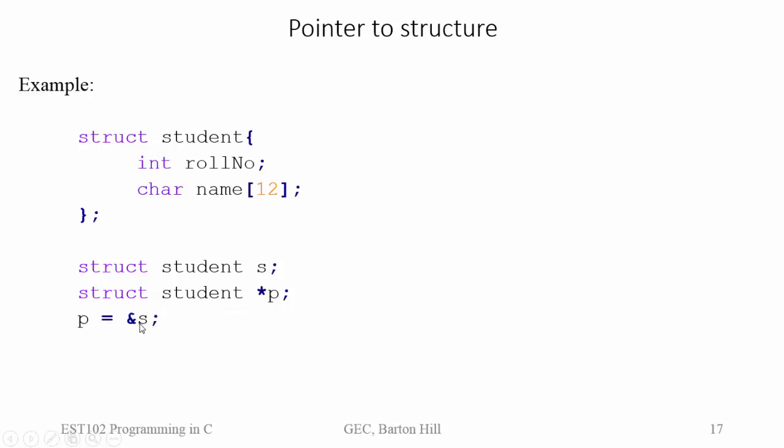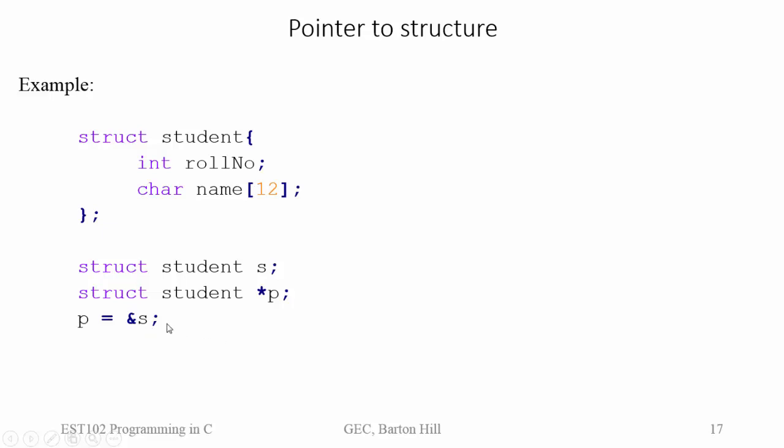We can point to a structure variable by getting the address of the structure variable. It is similar to what we did when we considered integers, float or double. To get the address of s, we can just give &s, where ampersand is the address of operator. So if we give p = &s, then the address of s will be stored in the pointer p. That's how we get the address of the structure variable.